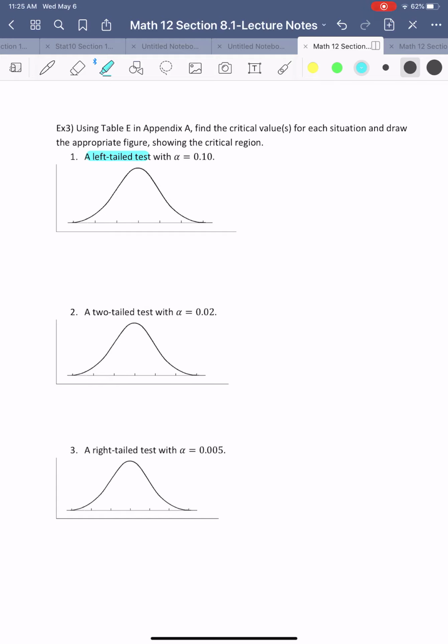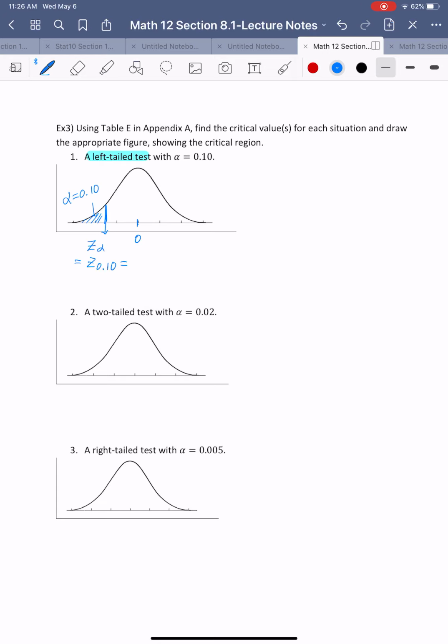So the middle is 0, and the area is 0.10, so it's about somewhere over here. I don't know exactly what the intervals are, but they're talking about this area. So this is alpha equal to 0.10, and we are looking for z sub alpha, which is z sub 0.10 as a z-score.